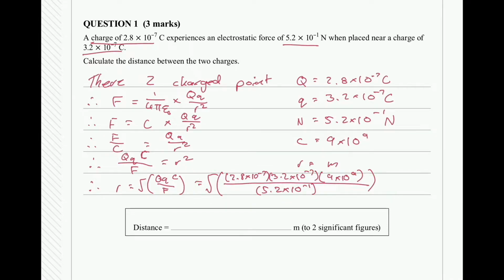Now, some students might simplify it beforehand. It comes down to what works best for you. So what we end up getting is 0.03328 meters. Remember, our units are going to be in meters. And what do we want? 2 sig figs, so that's going to be 0.033. And so that's question 1.